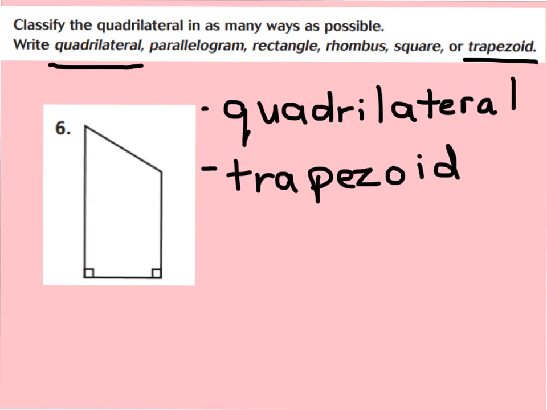It can't be a rectangle because it must have 4 right angles. It cannot be a rhombus because all sides are not the same length, and it's definitely not a square. And it is a trapezoid because it does still have 1 set of parallel lines.